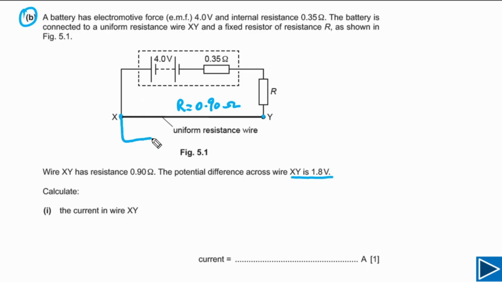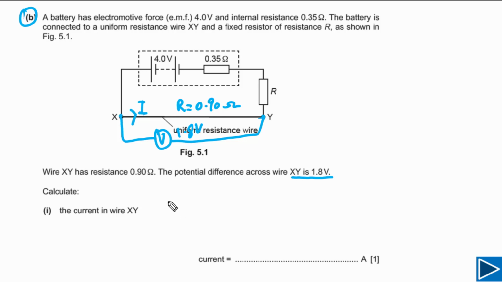It simply means if we connect a voltmeter across this wire, between X and Y, the reading on this voltmeter is equal to 1.8 volts. Now the question is asking us, we need to find out how much current is passing through this wire. So very straightforward one.